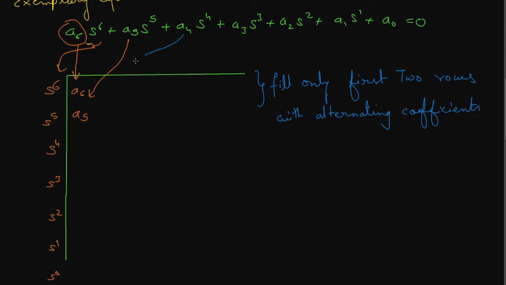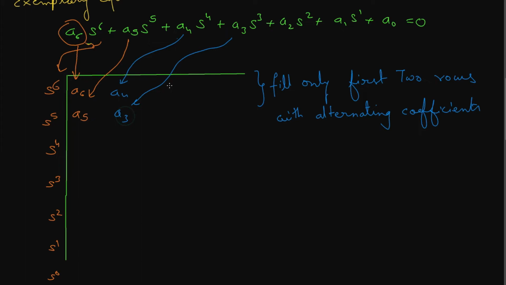So for example, in the second column of the first row, you can see that we have put the coefficient of S raised to power 4, which is 2 less than S raised to power 6. Similarly, in the second row and second column, we have put S raised to power 3, which is 2 less than S raised to power 5.